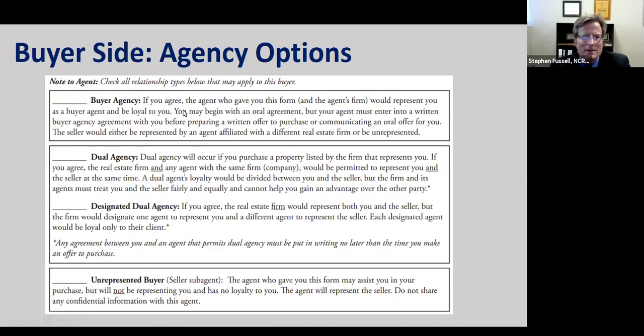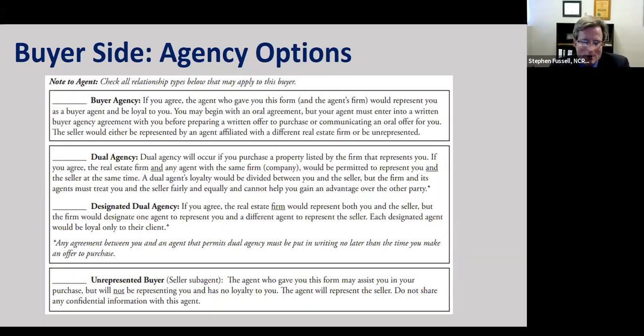But I want to go back to this sentence that says you may begin with an oral agreement. That's where you need to get an oral commitment from the buyer, where the buyer is saying, I want you to represent me. You cannot say, well, we'll talk about agency relationships and figure out who I'm going to represent later on. The buyer needs to make an affirmative statement saying that he or she wants you to represent them as a buyer agent.